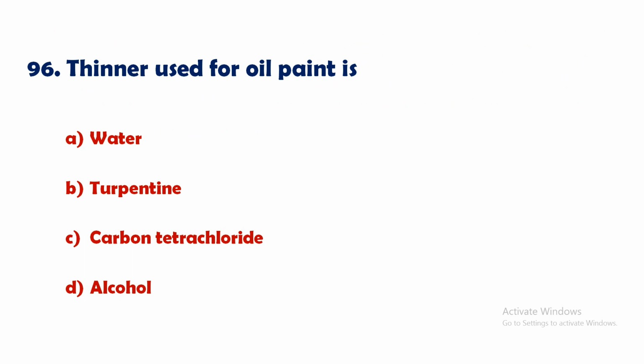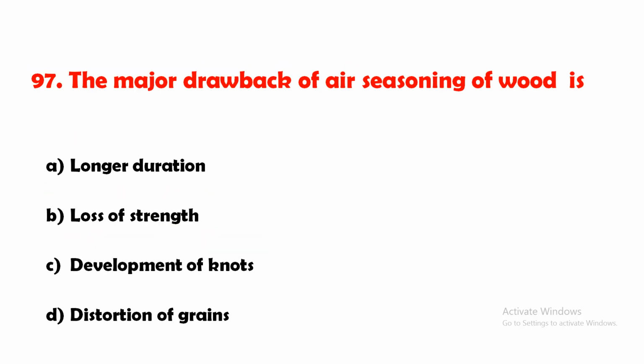Thinner used for oil paints is water, turpentine, carbon tetrachloride, alcohol. The answer is, thinner used for oil paint is the turpentine. The major drawback of air seasoning of wood is longer duration, loss of strength, development of knots, distortion of grains. The answer is, the major drawback of air seasoning of wood is the longer duration.